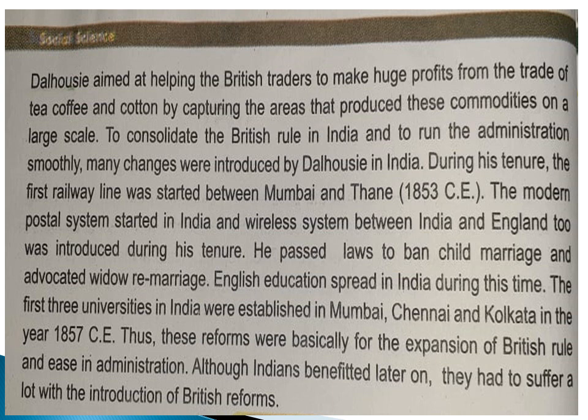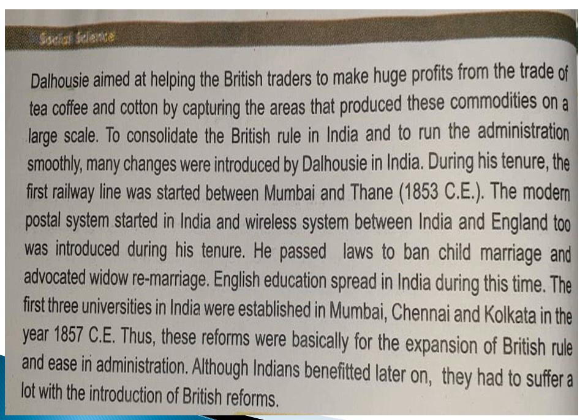Dalhousie's aim was to help the British traders make huge profits from the trade of coffee and cotton. So they captured the areas where these commodities were produced on a large scale. Dalhousie introduced many changes to consolidate the British rule and to run the administration smoothly.